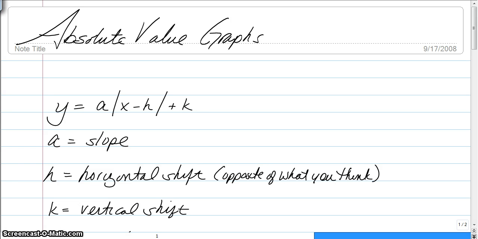All right, here we go. We got a little lesson about graphing absolute value. So absolute value is in the form y is equal to a, and then you have your absolute value, x minus h, and then plus k.